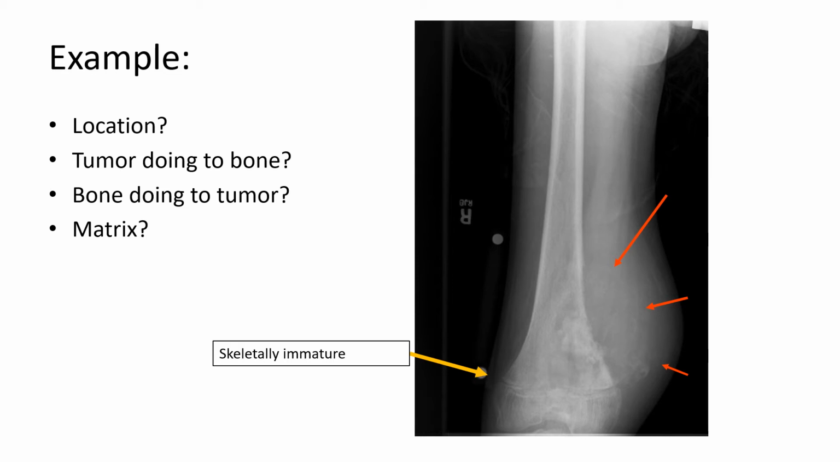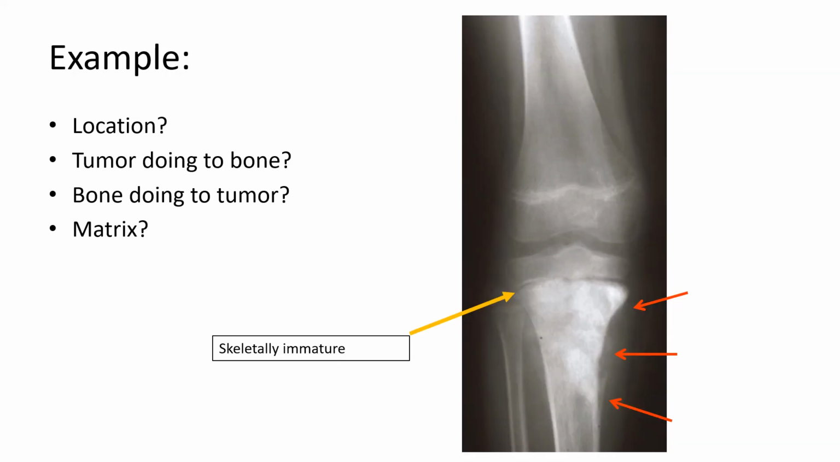We can still see a pretty good line making up the cortex. This tells us that this is a highly aggressive tumor. What's the matrix? Well, we see a cloud-like osteoid matrix in the metaphyseal part of the bone. This is all occurring in a skeletally immature patient. So, by definition, an osteoid-forming, highly aggressive lesion with a big soft tissue mass, osteosarcoma.